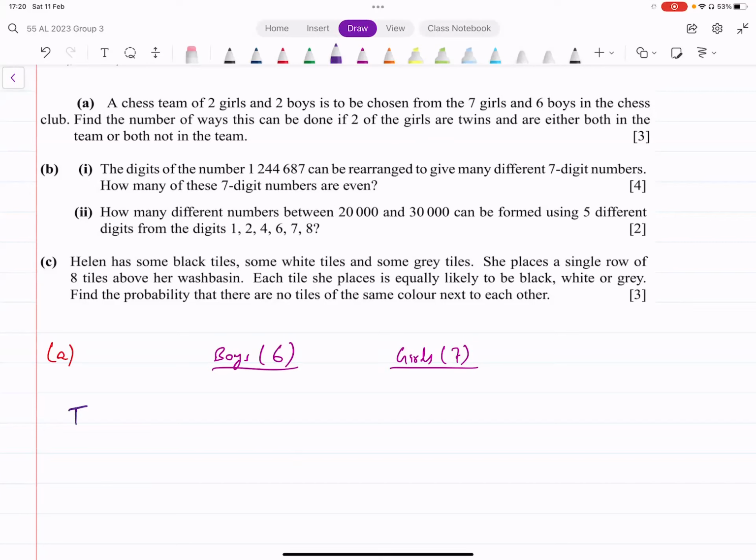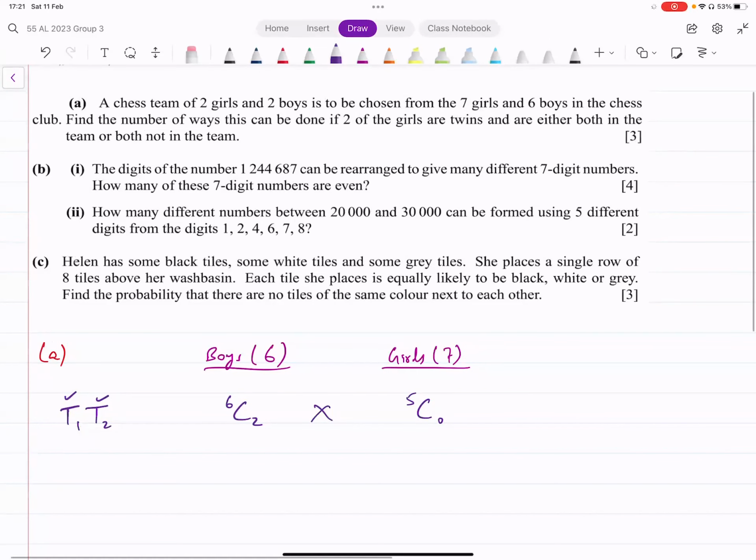If both of those twins are in the team, T1 and T2, let's say they are both in the team. अच्छा, boys की तो कोई condition नहीं है ना. Boys का तो simply क्या होएगा? 6C2 here. What about girls? You have 7 girls in total. Out of those 7, you have selected these 2 already, और आपको total 2 ही select करनी थी. अब बाकी 5 में से कितने select करनी है आपको? कोई भी नहीं. So that's just 5C0.